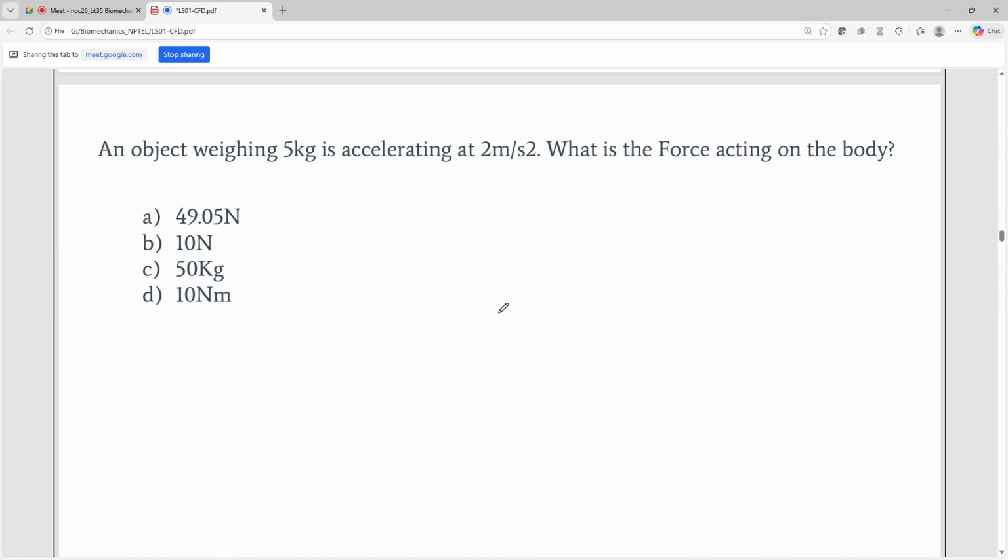Next question. An object weighing 5 kg is accelerating at 2 meter per second square. What is the force acting on the body? It's a simple question. Try to calculate with the basic Newtonian equation. The object is weighing 5 kg. The acceleration is 2 meter per second square. So what is the force acting on the body? Option A, 49.05 Newton. Option B, 10 Newton. Option C, 50 kilogram. Option D, 10 Newton meter.